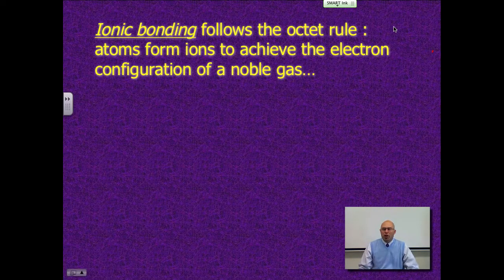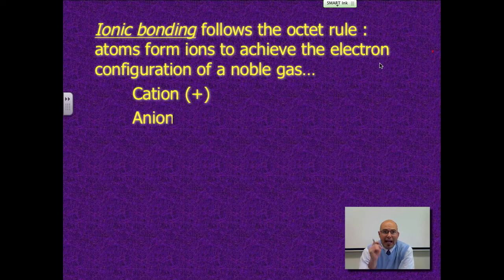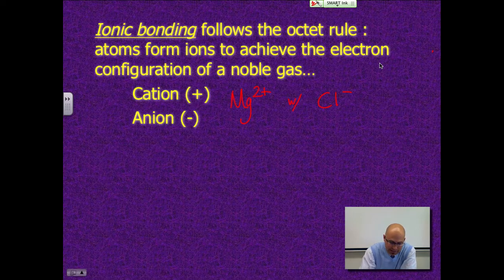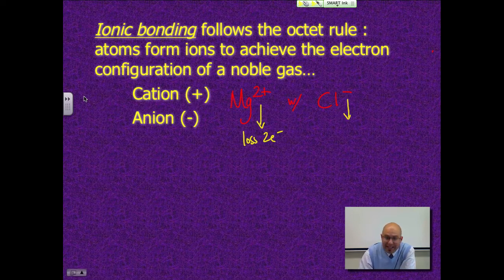Okay? Now, ionic bonding follows the octet rule. And the octet rule simply says that atoms form ions to achieve the electron configuration of a noble gas. A positive gets together with a negative, a loss with a gain. And I was just reviewing that just a moment ago. Again here, magnesium, let's say it's a 2+, with chlorine, 1-. Again, I don't know if I like these colors here. Magnesium is a loss of 2 electrons. Chlorine, that's a gain of 1 electron.